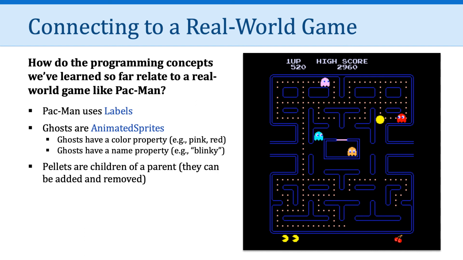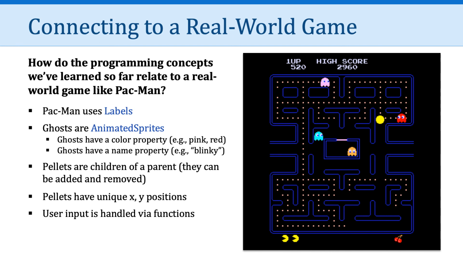The pellets that PacMan eats are all children of a parent, and we could imagine the parent might be called something like Maze. Importantly, those pellets can be added or removed from that parent. Initially, when the game launches, all of those pellets are added as children, but as PacMan eats them, they get removed from the parent. In addition, all of those pellets have unique X and Y positions.